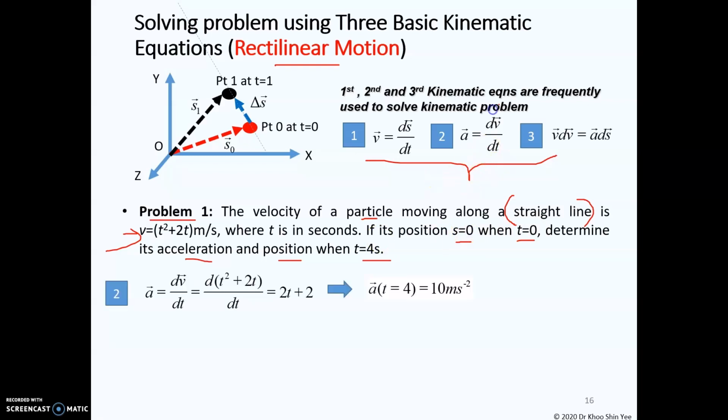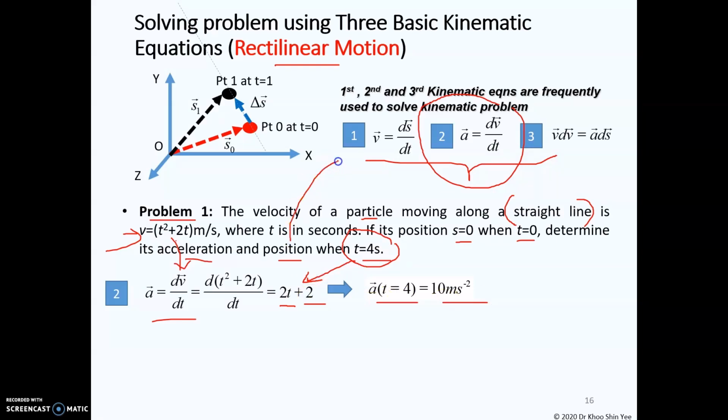We can easily find the acceleration from equation 2, where acceleration can be found by differentiating velocity with respect to time. Substitute your velocity inside, differentiate t squared, you obtain 2t, differentiate 2t, you obtain 2. So at t equal to 4 seconds, you substitute inside this, you obtain the acceleration to be 10.